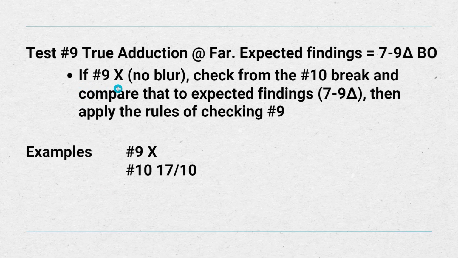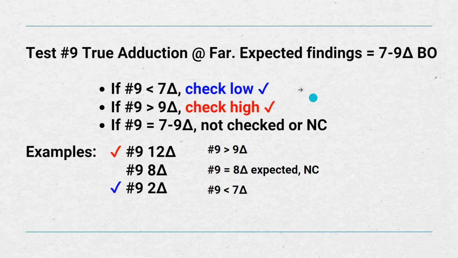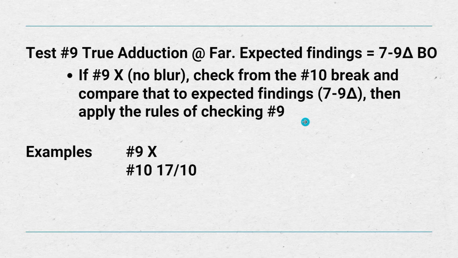If number 9 is X, or not able to be measured, you will check the number 10 break and compare that to the expected findings of 7 to 9. Then apply the rules of checking number 9. For example, our number 9 here is X, and our number 10 here is 17 over 10. So what you will use is the number 10 break of 17 prism. I'm going to compare it to the expected findings of number 9, which is 7 to 9. Since this break is greater than 7 to 9, check high.